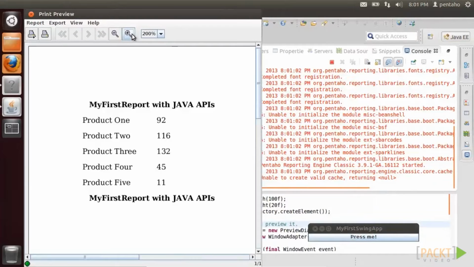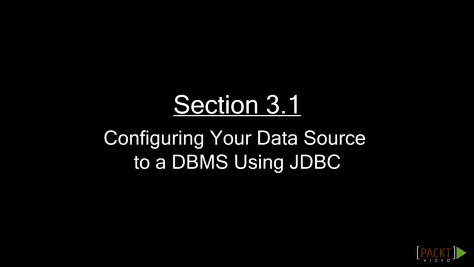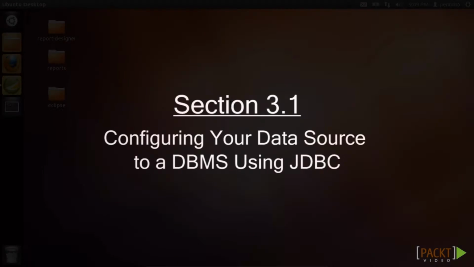Now that we are able to build and run a report using the Pentaho Reporting Java API, let's see how to configure JDBC database and other data sources. In section 1, we saw how to build a report and the importance of the connection to a database. In this video, we dive deep into the configuration of the different types of data sources, starting with the JDBC.